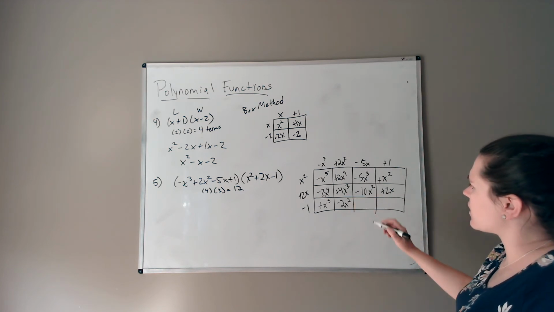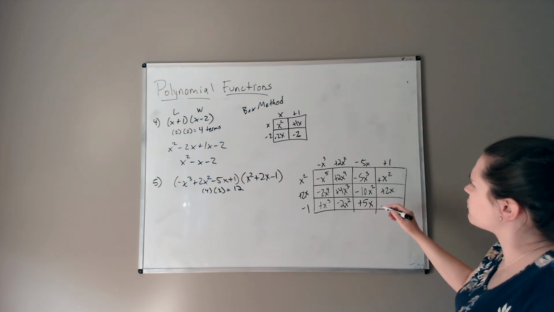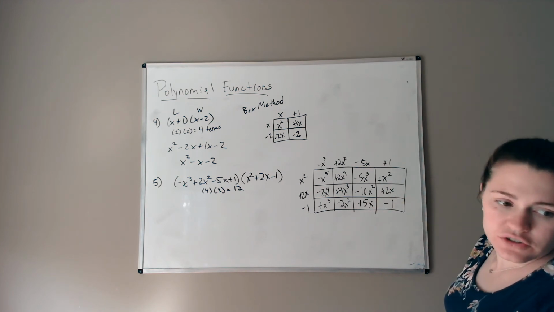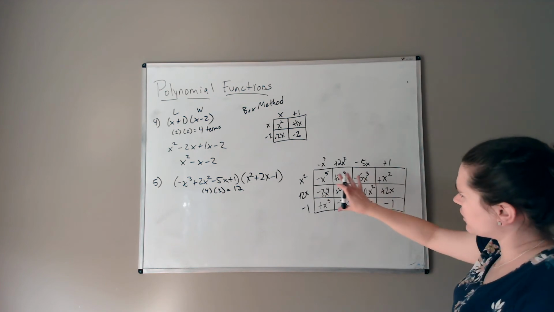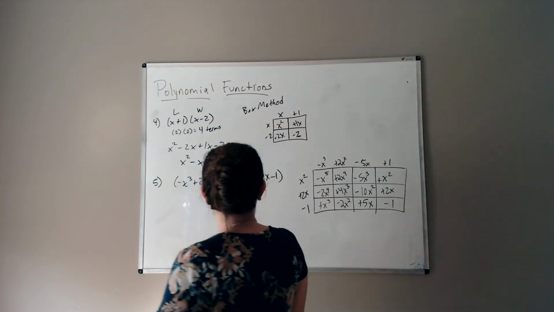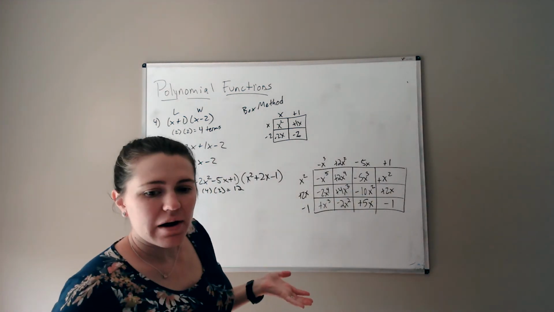Negative 5x times negative 1, positive 5x. Negative 1 times 1, negative 1. So all of our 12 terms are here. So we just now need to put them in standard form, and we can combine all in one step.